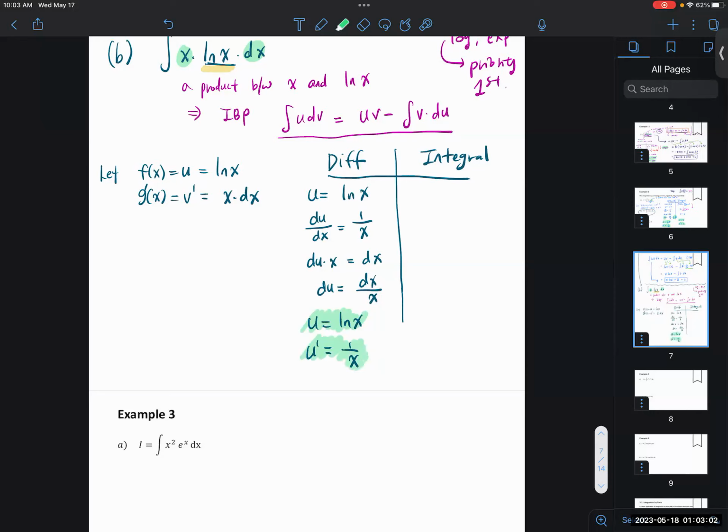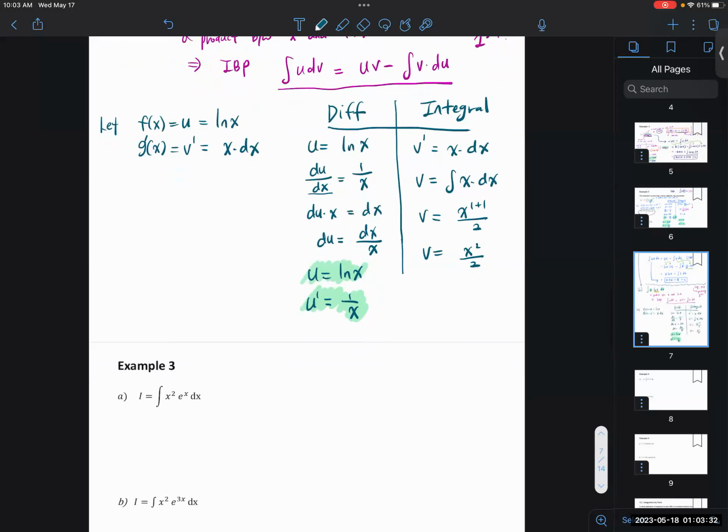Are we okay? Because this is u prime. And now we're going to take the integral of the second function. v prime is already x dx, so taking the integral, you can find the v function. v will be x to the power 1 plus 1 divided by 2, so v equals x squared over 2. V prime is x dx. So we have all the information.